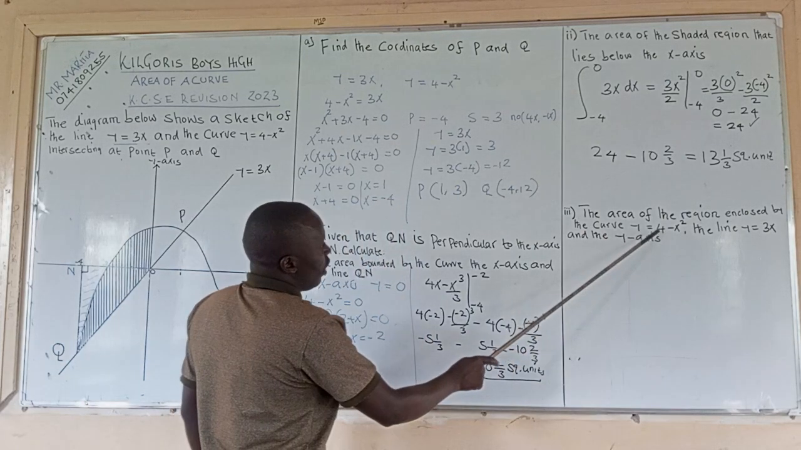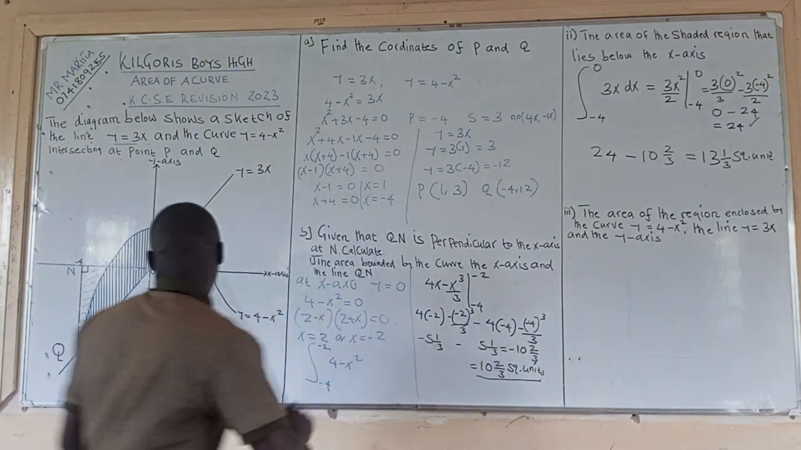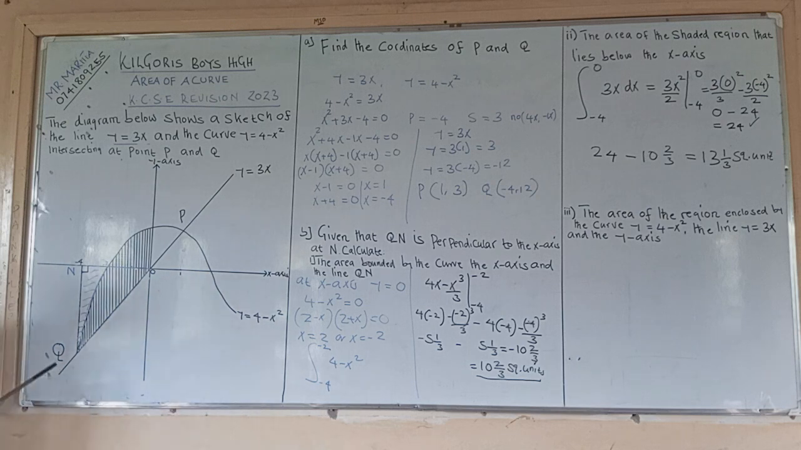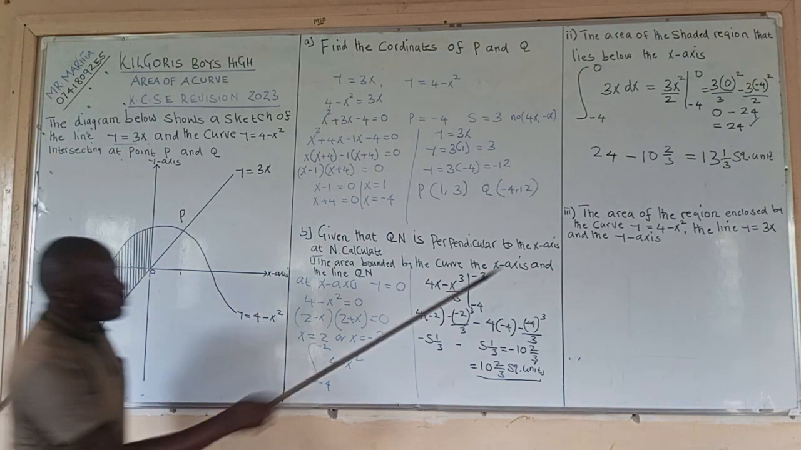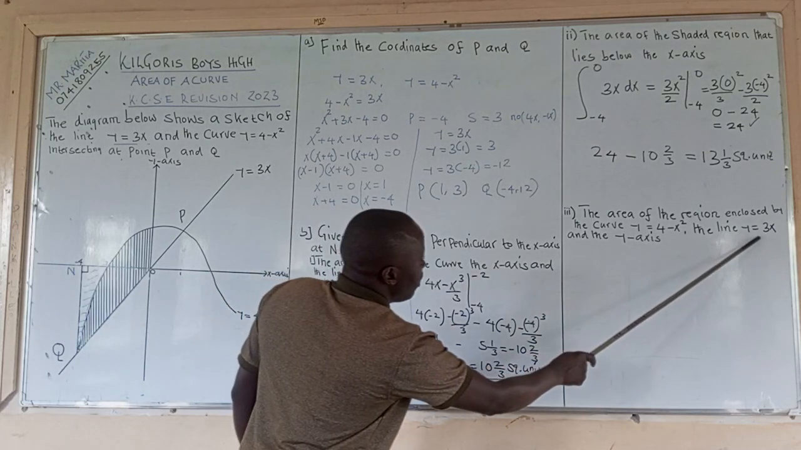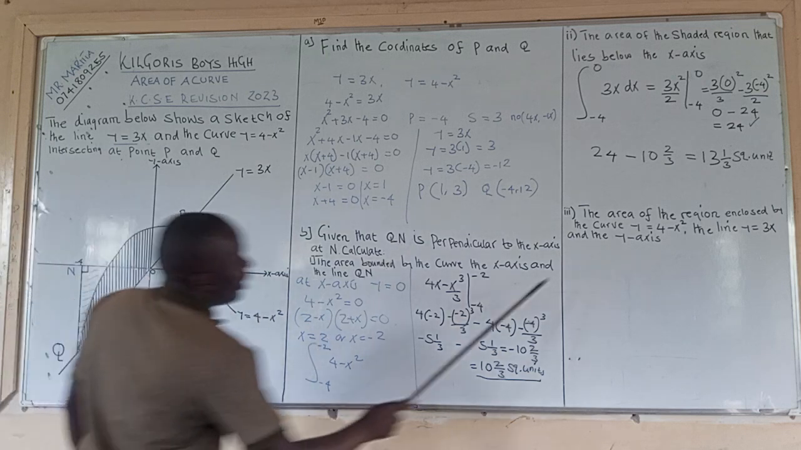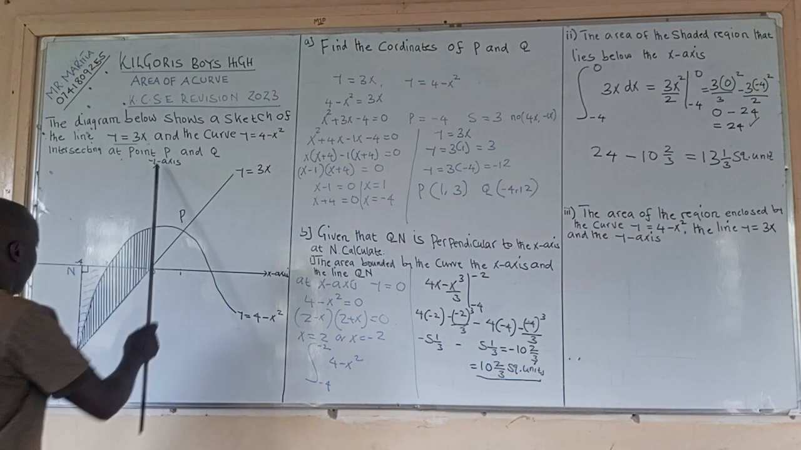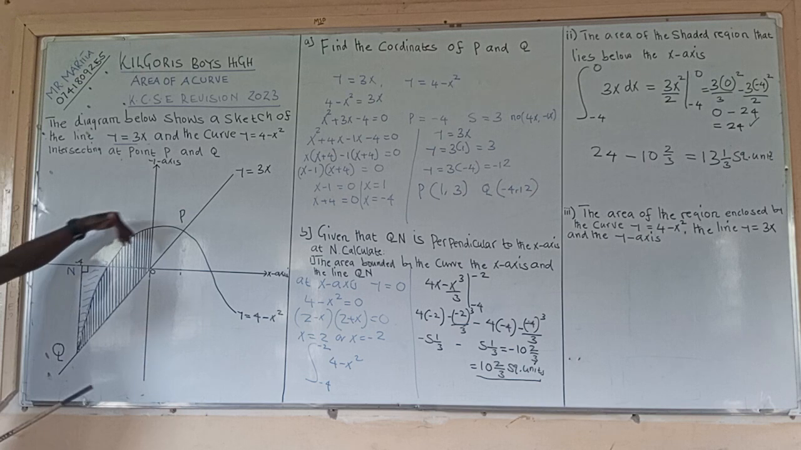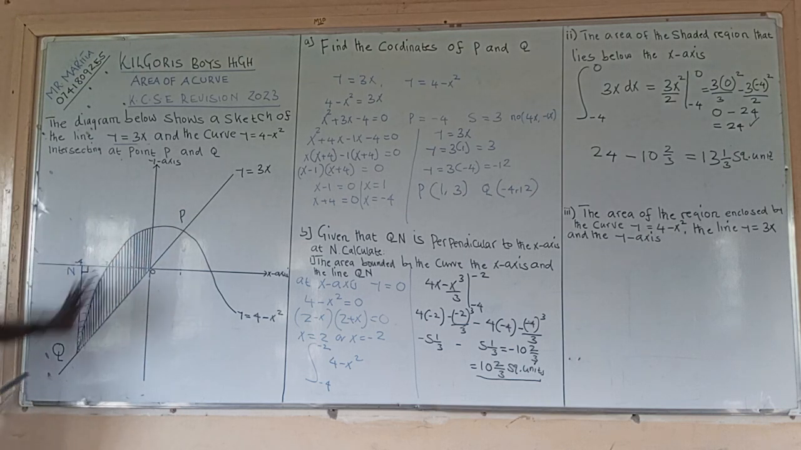The last part, we are supposed to find the area of the region enclosed by the curve y equals 4 minus x squared, the line y equals x, and the x-axis. Simply, we are now talking of the area of this shaded region.